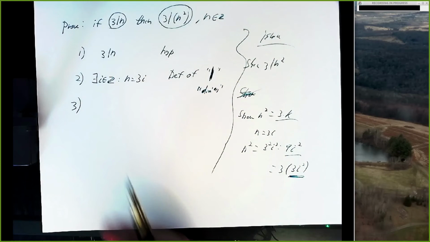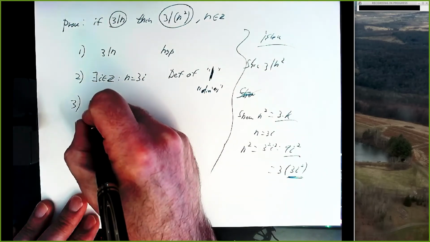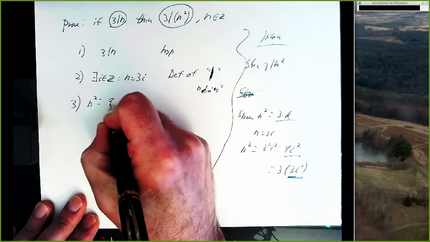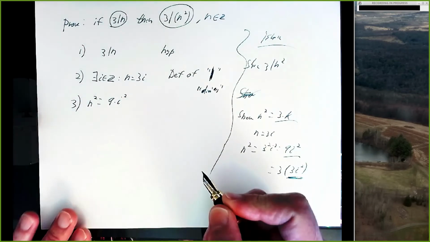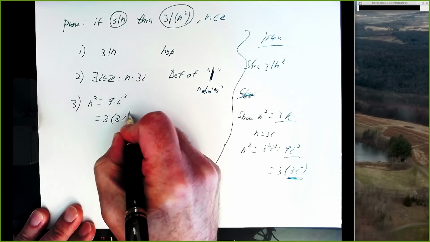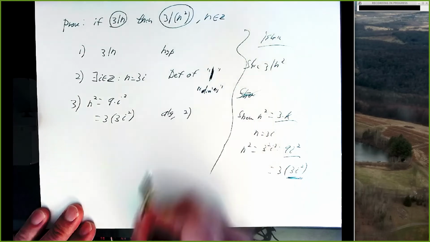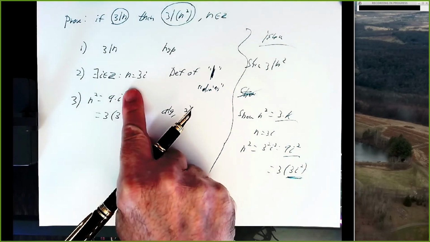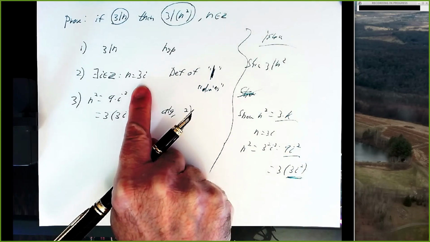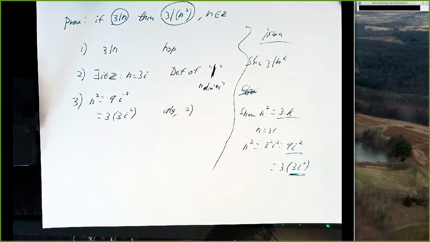So now I've got to put that into the form of a proof. Well, I've shown n equals 3i. I can say n squared equals 9 times i squared, equals 3 times 3i squared. And that's just algebra, using this proposition from 2, the fact that n equals 3 times i tells me n squared equals 9i squared, which is 3 times 3i squared.